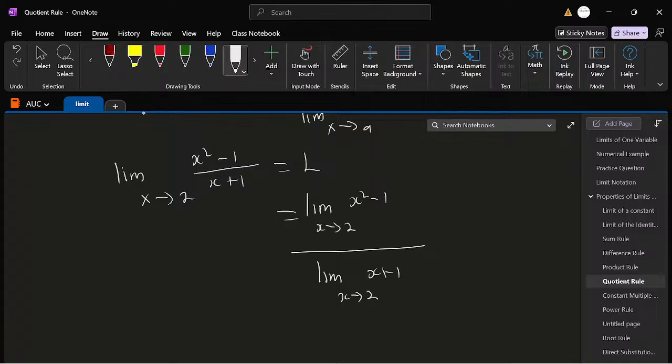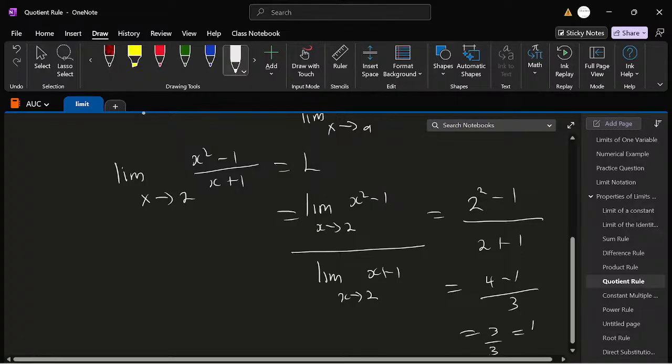If you substitute the value of x to be equal to 2, don't forget that the denominator can never be equal to 0. So this will give us 2 to the power of 2 minus 1 over 2 add 1. This will be equal to 4 minus 1 over 3. This will be 3 over 3, and that will be equal to 1.